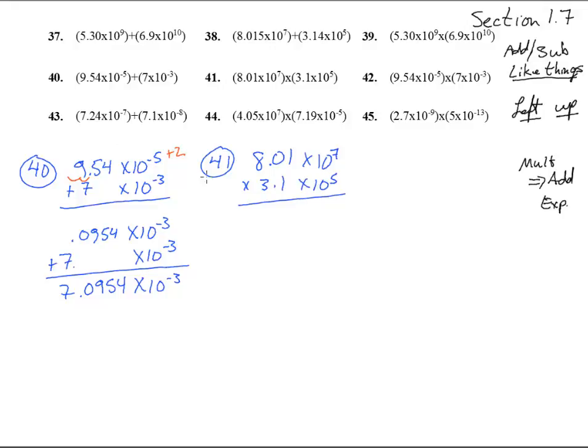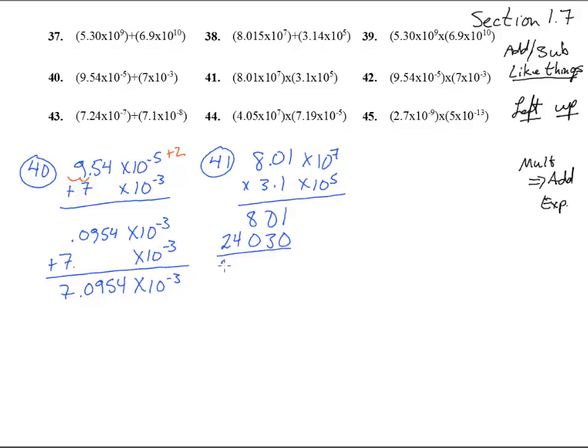If we multiply these, we don't need to have the same exponent. So 1 times 1 is 1, 0, 8. Good. Now put a 0 down there. 3 times 1 is 3. 3 times 0 is 0. 3 times 8 is 24.